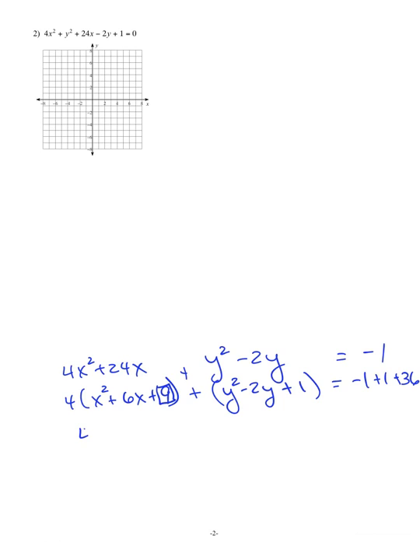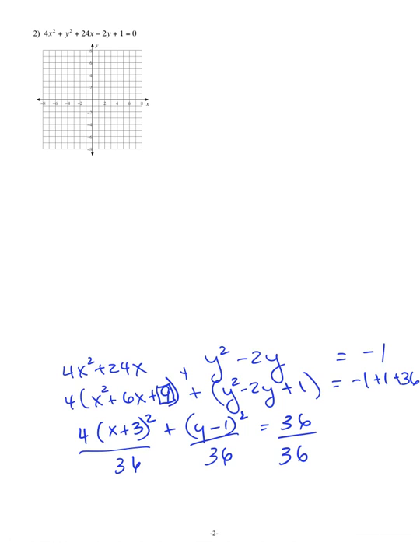So we get 4 times x plus 3 squared plus y minus 1 squared equals 36. Divide everything by 36, and we get x plus 3 squared over 9 plus y minus 1 squared over 36 equals 1.